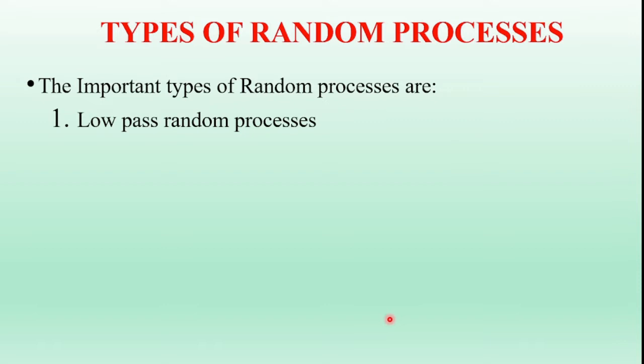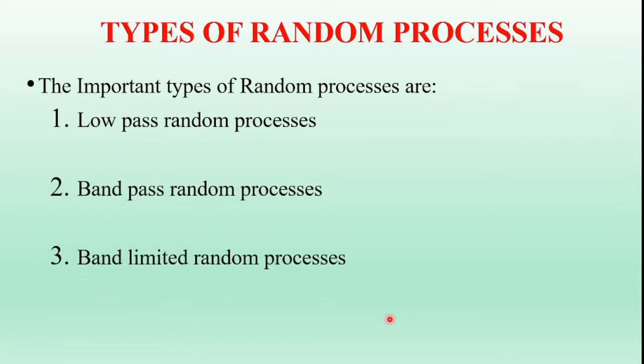In this video, I am going to discuss types of random process. In practical situations, random process can be characterized into different types depending on their frequency components. For example, information bearing signals such as audio signal, video signal, and modulated waveforms, etc. carry the information within a specified frequency band. The important types of random process are low pass random process, band pass random process, band limited random process, and narrow band random process. So these are some important types of random process.